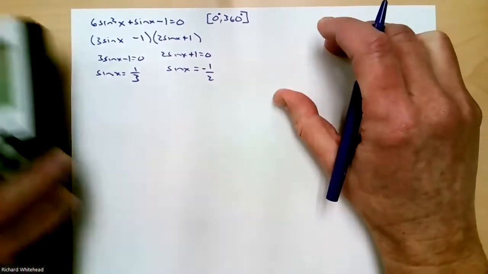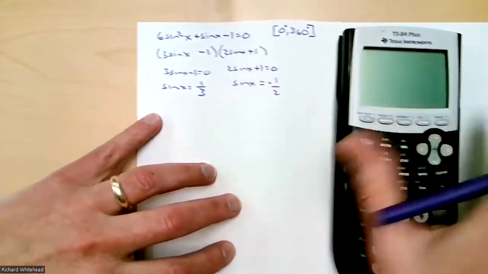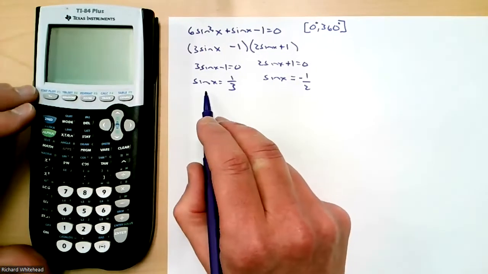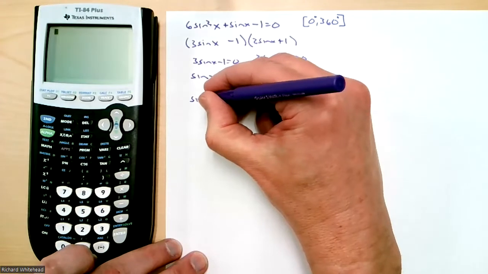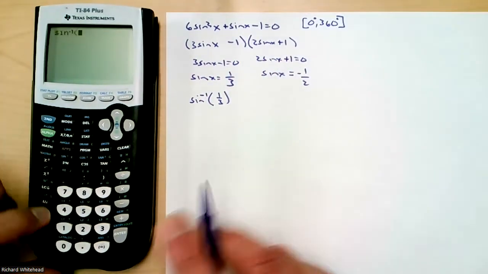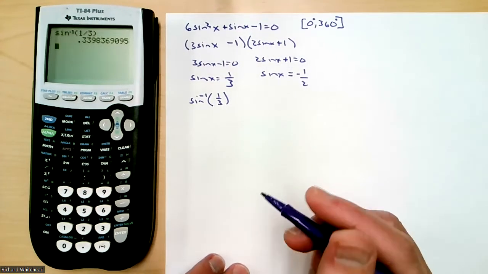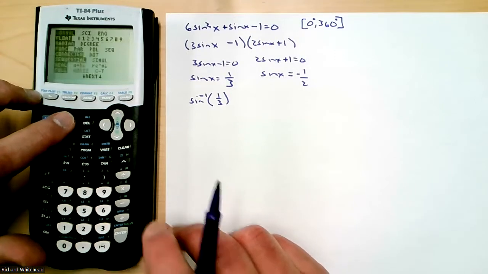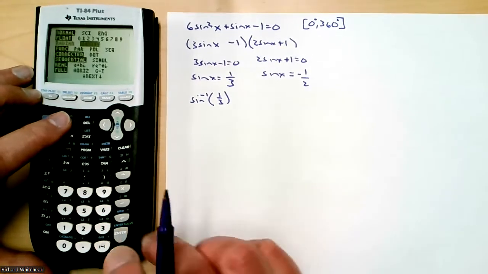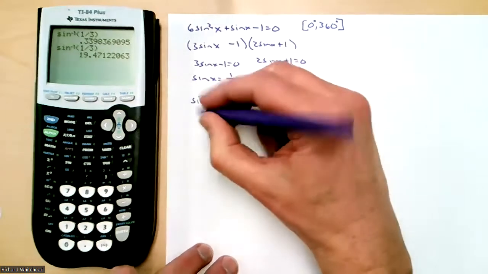So once again, we have to think about our restrictions. Here is what I'm going to do on the calculator: inverse sine of 1/3. So if I do inverse sine 1 divided by 3, I get something wrong because I'm in radians. As soon as I saw that, I thought something's not right. So let's do it again. Now we're in degrees.